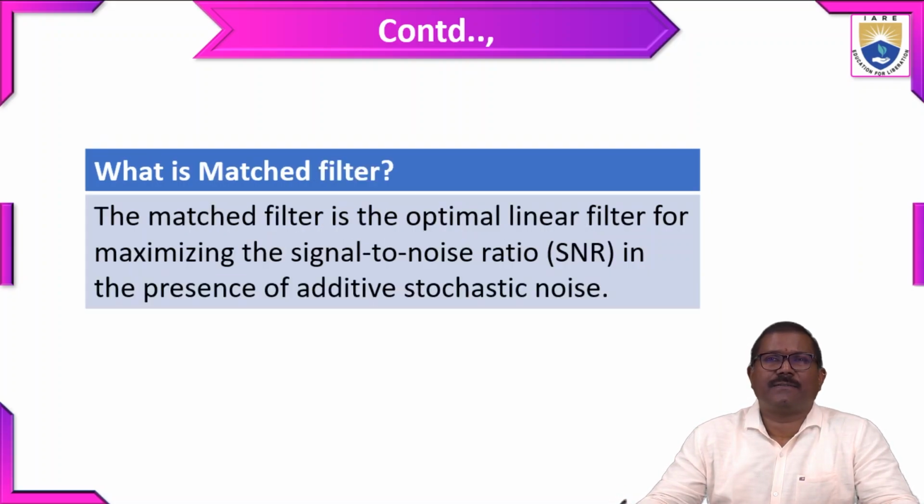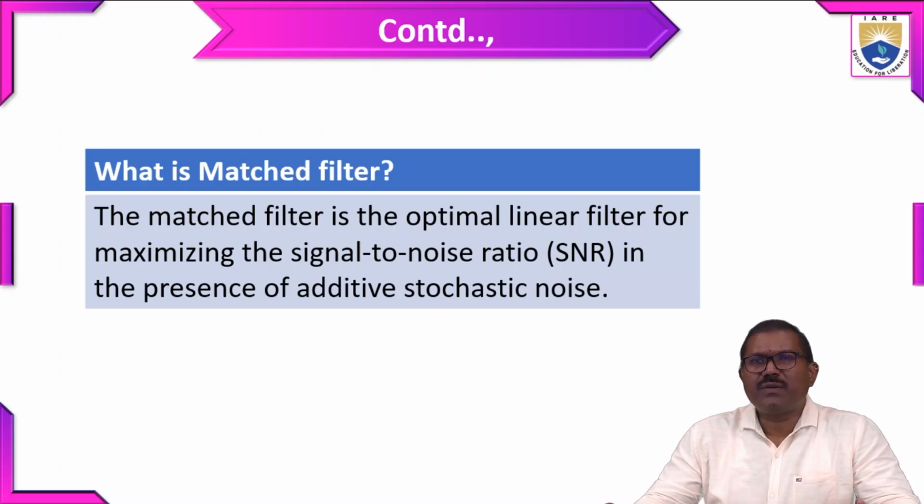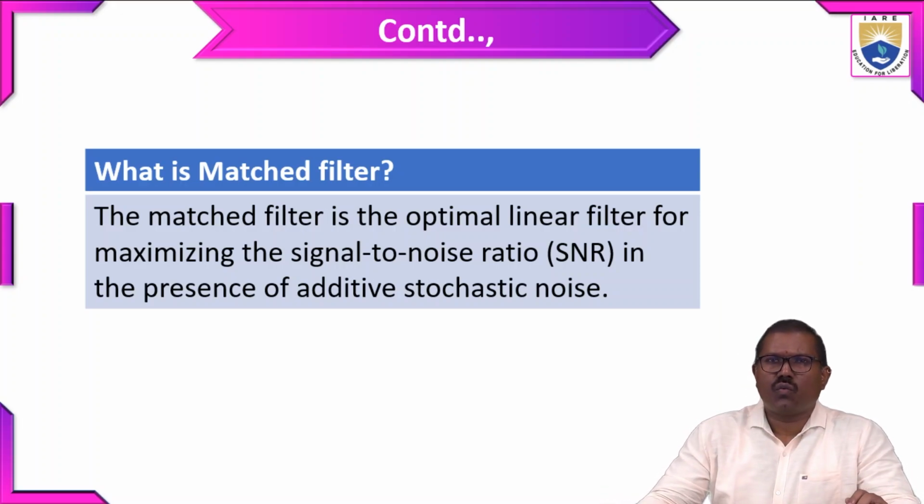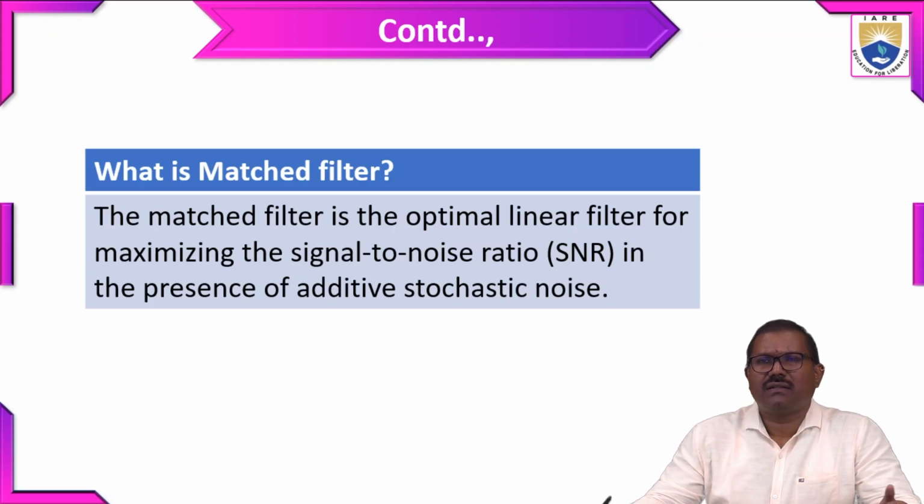What is a matched filter? The matched filter is the optimum linear filter for maximizing the SNR in the presence of additive stochastic noise. So here we are using either a correlation filter or a matched filter for detection of the signal in the presence of noise. So we are maximizing SNR in the presence of additive white Gaussian noise or additive stochastic noise. Okay. So the matched filter is the optimum linear filter.